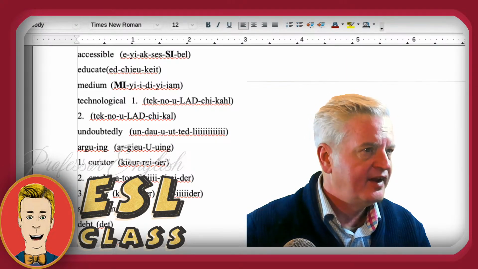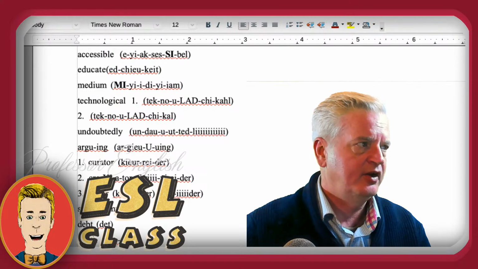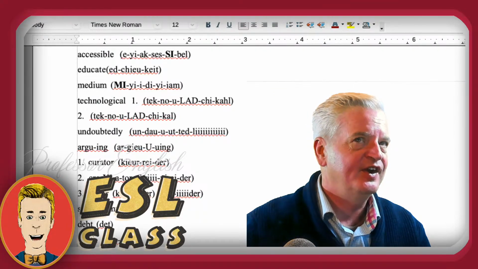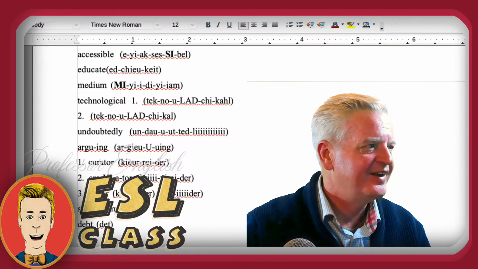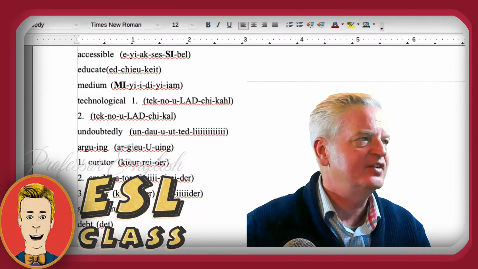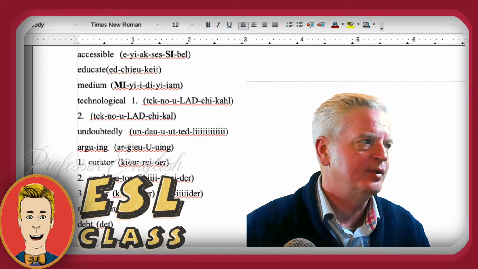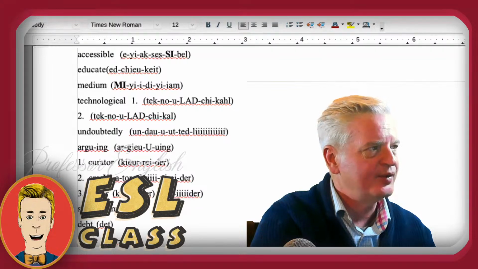Ayak. Ayak. That's very North American sounding. It's different in other types of English. Accessible. Accessible. I think we were probably having problems with that first sound. Okay.